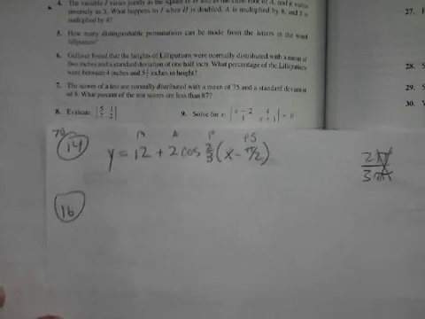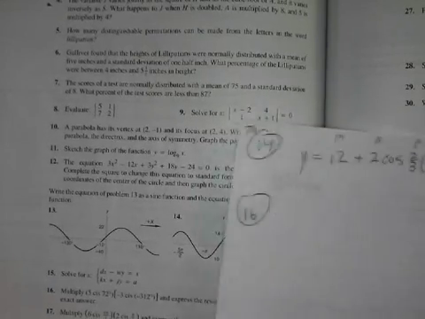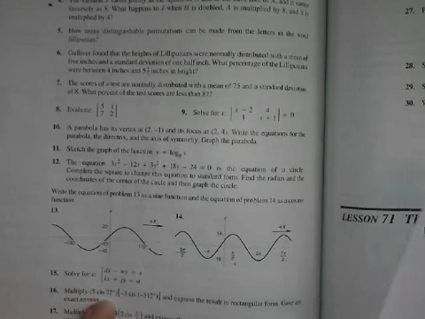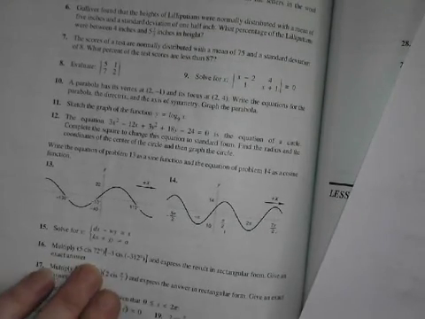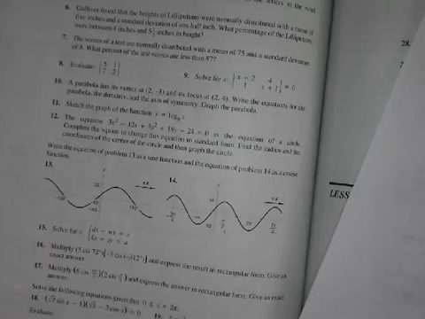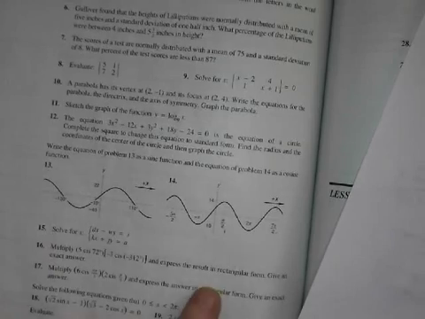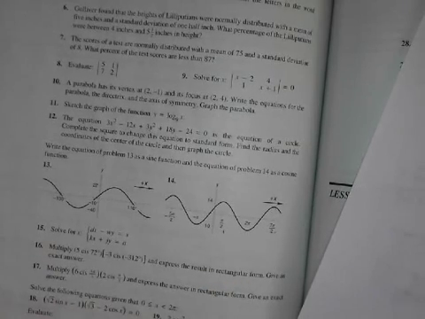Okay, this is lesson 70, number 16, and it says multiply 5 cis 72 by negative 3 cis negative 312. Put it in rectangular form and give an exact answer.